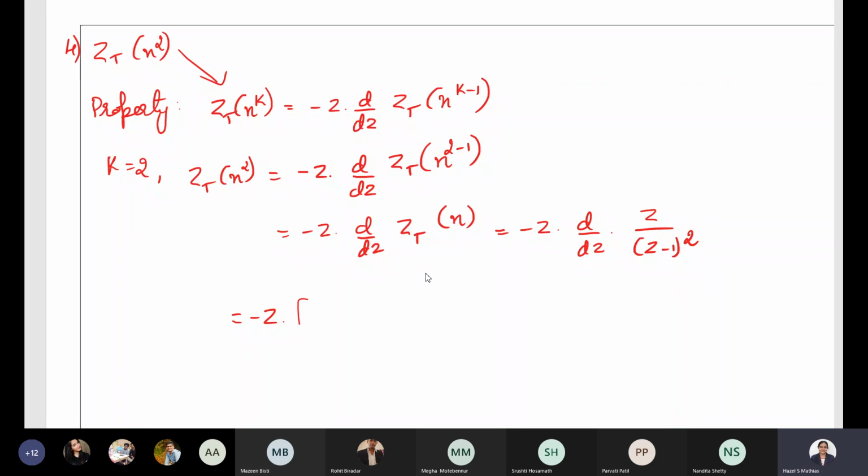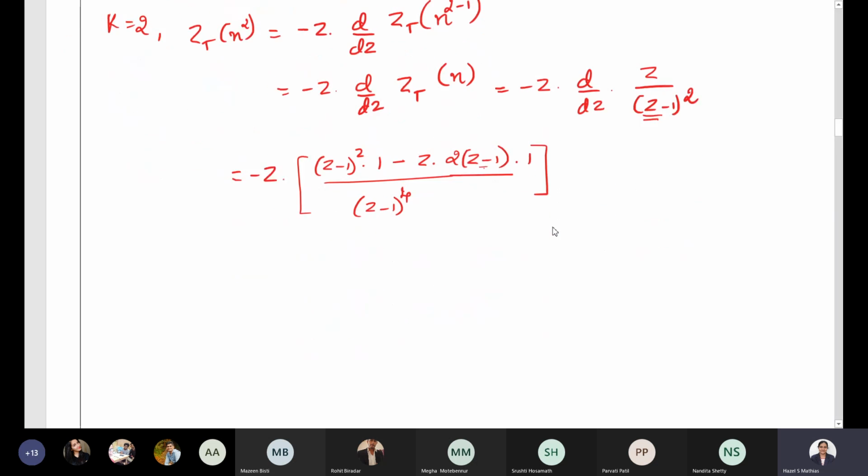Okay, so now let's differentiate this using u by v rule. It will be denominator square, so z minus 1 whole square becomes z minus 1 whole power 4. Then we have denominator z minus 1 whole square into differentiation of numerator, differentiation of z with respect to z is 1, minus numerator z into differentiation of denominator, that will be 2 into z minus 1 into differentiation of z minus 1, which is 1.